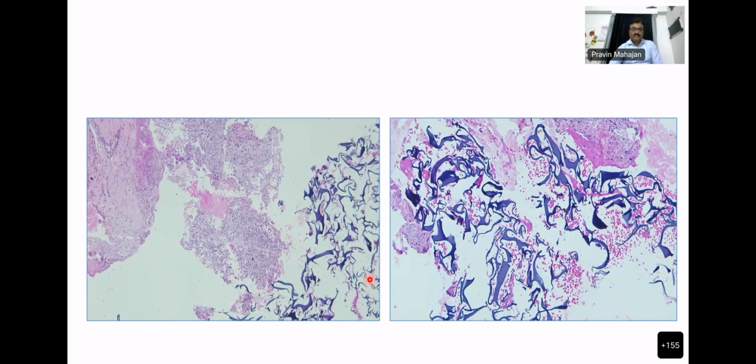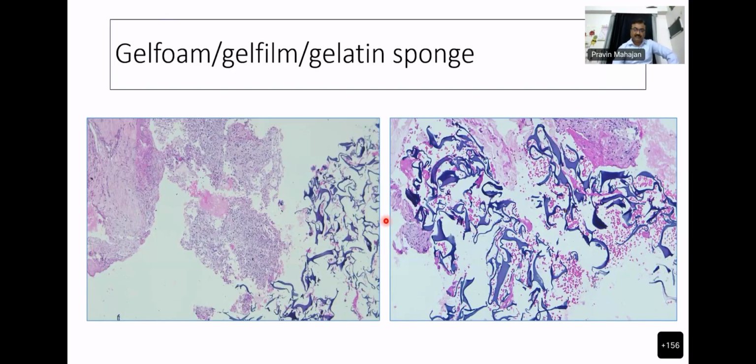Now look at these two images. In both images, you can see very filmy looking basophilic material of varying sizes or films. This is nothing but gel film or gel foam. This is an absorbable gelatin which surgeons usually use when they are expecting a lot of hemorrhage or bleeding into the tissues, like during liver resections or splenic resections, or even some spinal resections. They use this material so that they can prevent excessive bleeding.